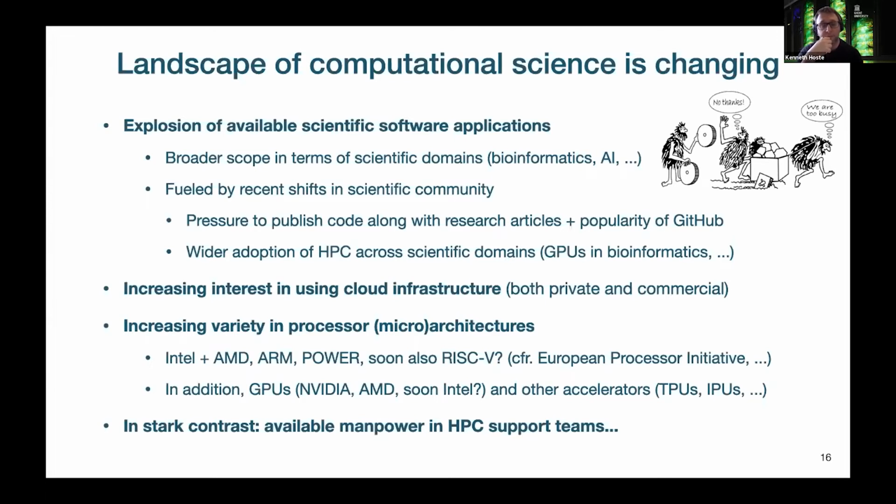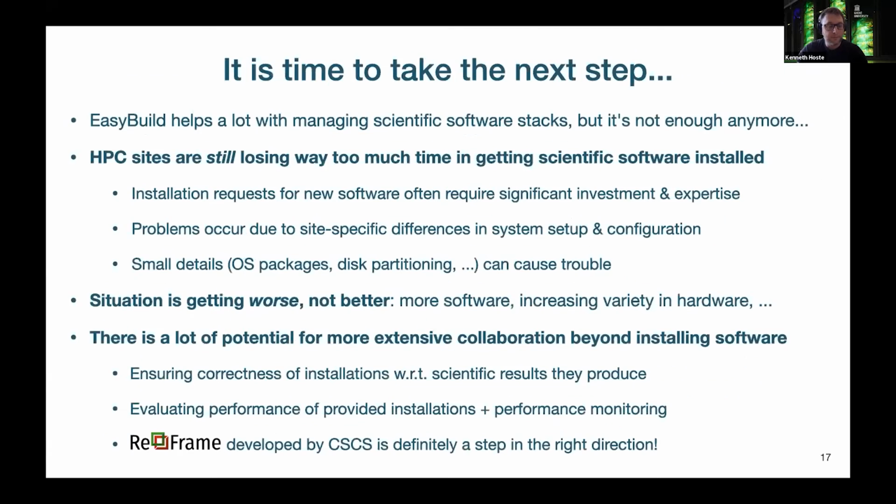And that's then only CPUs. We see a similar trend for GPUs and accelerators. NVIDIA is getting competition from AMD already, soon probably also Intel. And then there's these special purpose accelerators like TPUs and IPUs, or things like this, which are definitely becoming relevant for many research domains as well. So that's all problems. And then the manpower in HPC support teams isn't really growing to be able to keep up with that and to support the scientists that want to use all these resources. So that's an issue. So we feel it's time to take the next step.